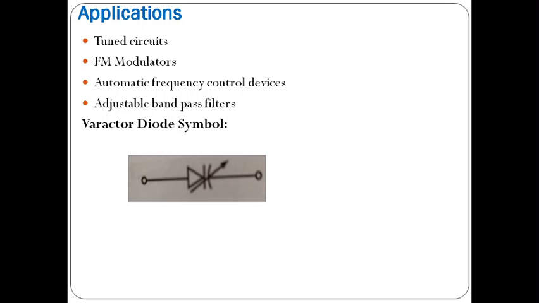So here we can observe the varactor diode symbol. It is like a normal PN junction diode, but it has the capacitance symbol, and it is a variable symbol. So this is variable capacitance with respect to the applied reverse bias voltage.